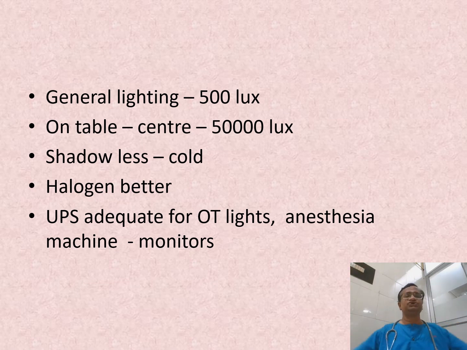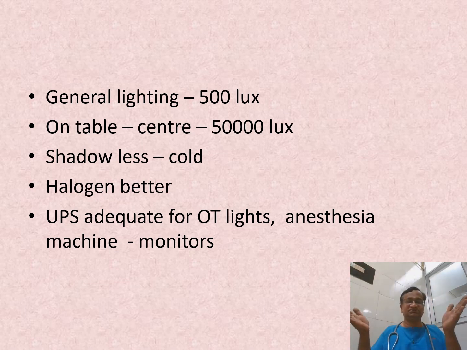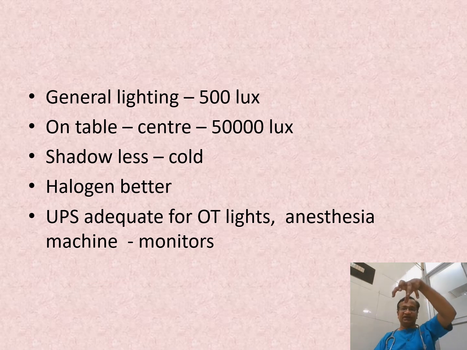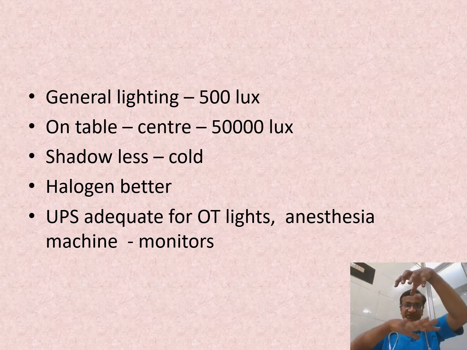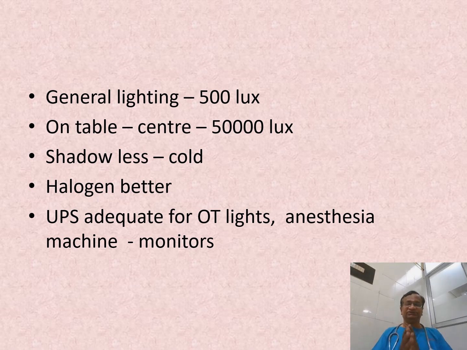What's the general lighting? It should be 500 lux. On the table, at the center, it should be 50,000. Shadowless and cold. These are the two things of an operation theater light. Even if you keep a hand in the light, the field should not have the shadow of the hand. Cold light source, very important. Many of the things you'll see are CLS, cold light source.